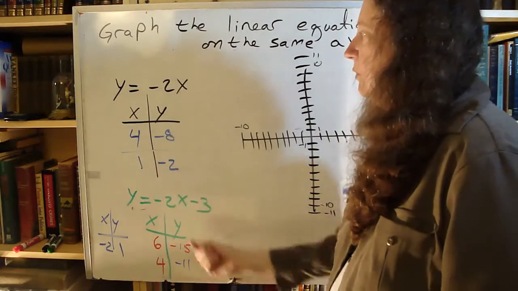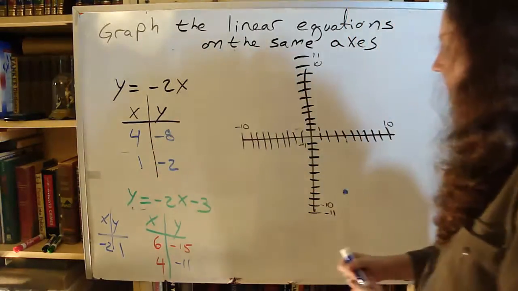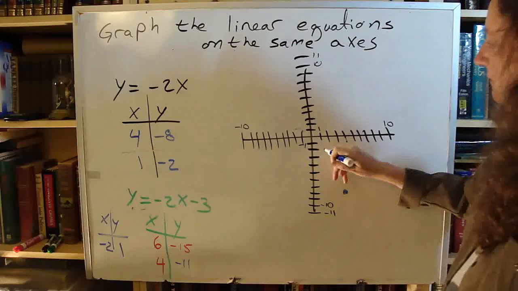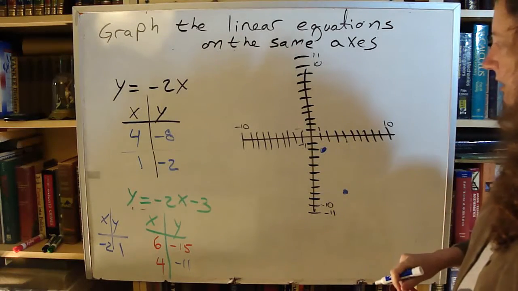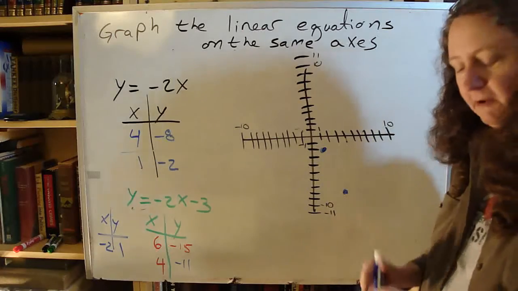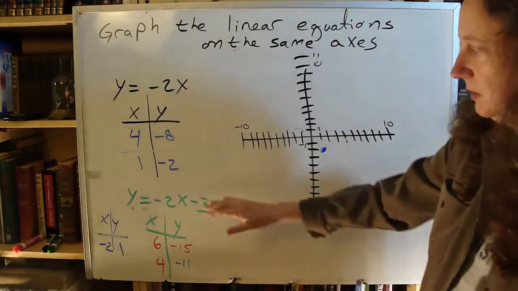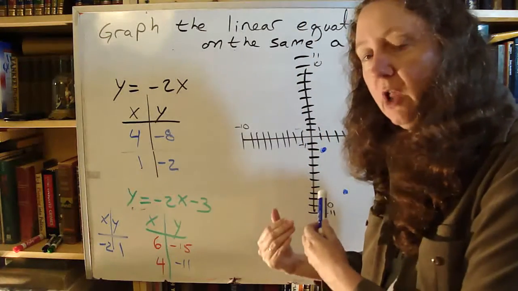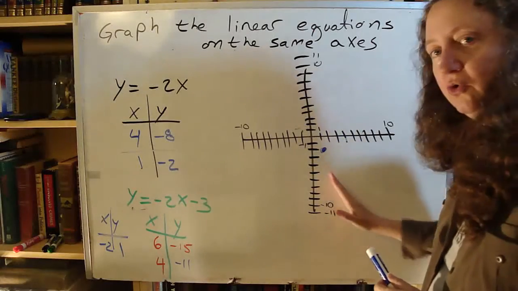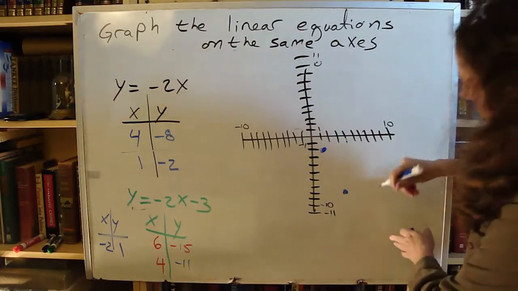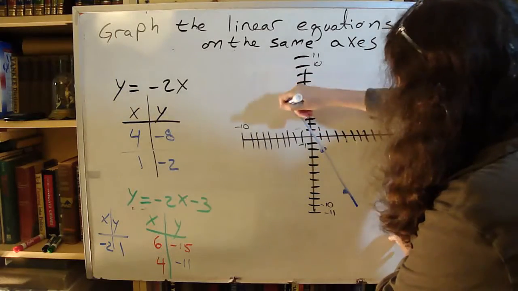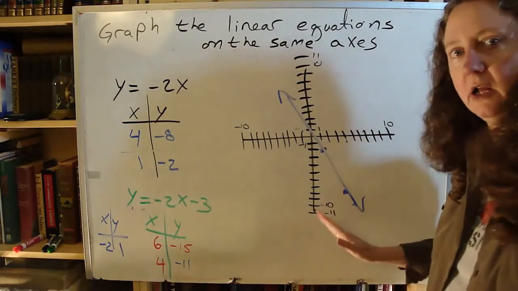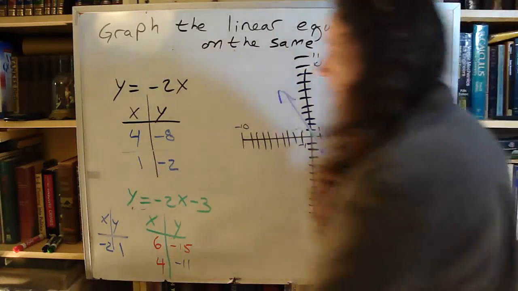1 comma negative 2. X is 1, y is negative 2. There it is. Now before I go any further with this, I don't want to touch the second equation yet at all. I want to finish up my first line. So I need to draw my line in here. Now I have that line done. Now I can move to my second equation.